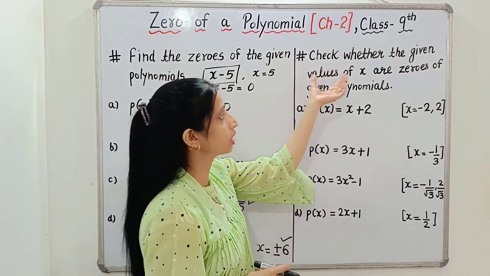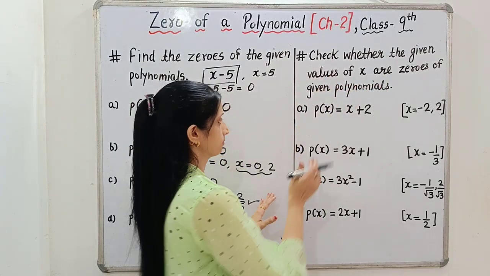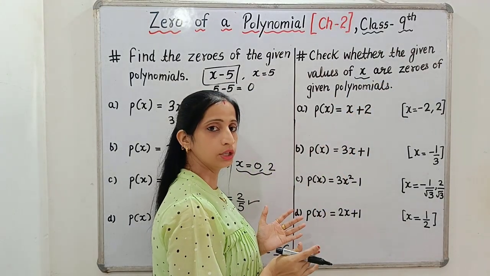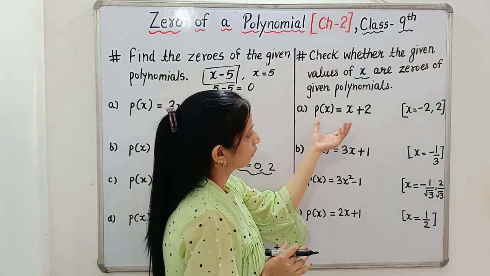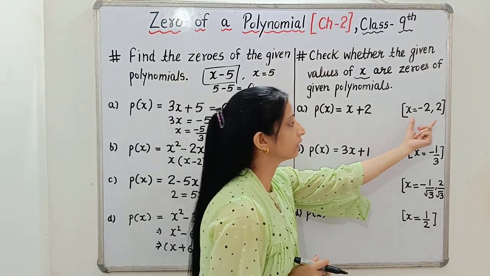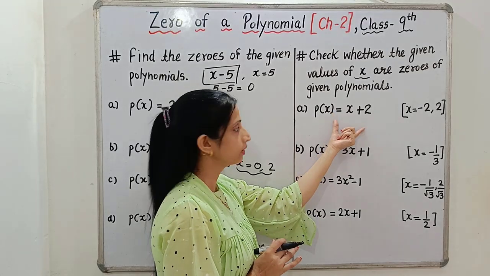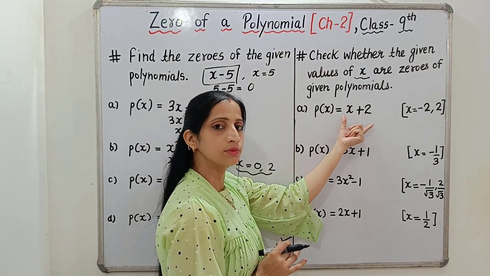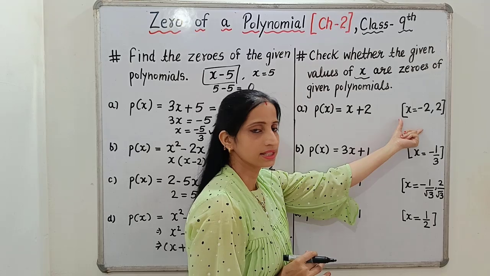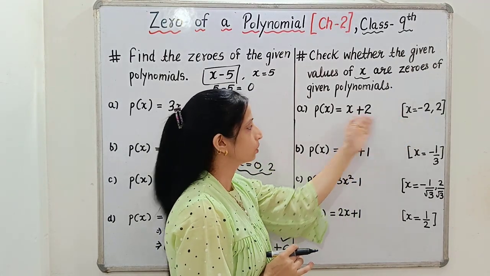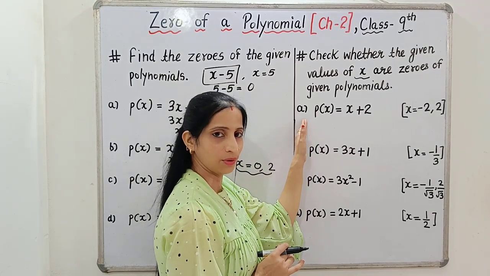Now the question is, check whether the given values of x are zeros of the given polynomials or not. We need to check. So what will be the steps? We will put the given values of x in the given polynomial, and if the value of the polynomial comes 0, then it will be yes. If it does not come 0, then it will be no. Okay. So let's start with question number 1.